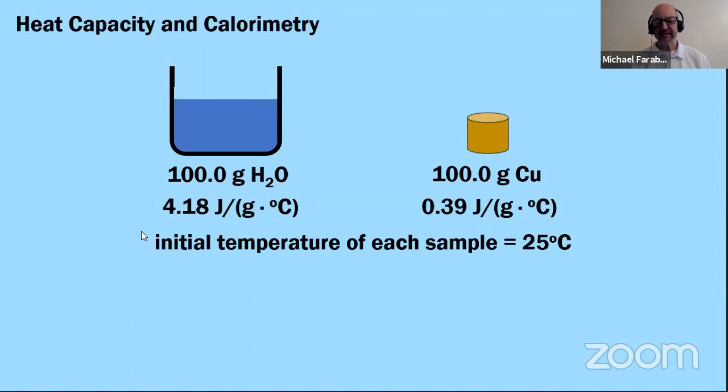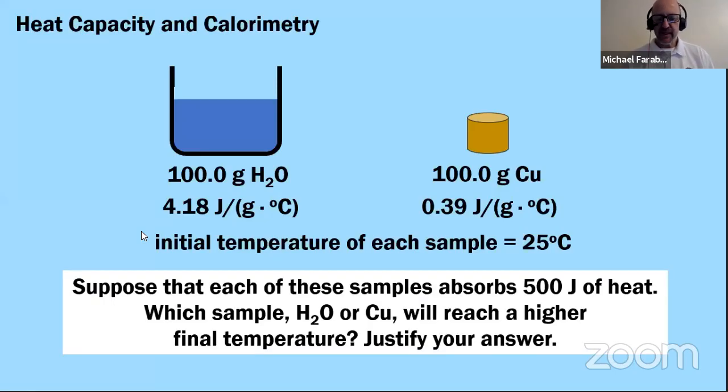Now, I want to ask you a conceptual question. It does not require calculation, but I will still do some math to verify our prediction here. Suppose you have each of these samples, same mass, different specific heat capacity, same initial temperature. And each of these samples absorbs 500 joules of heat. So the conceptual question is, which sample, the water or the copper, will reach a higher final temperature? Justify your answer. Again, feel free to pause the video, think about this before the answer is revealed.